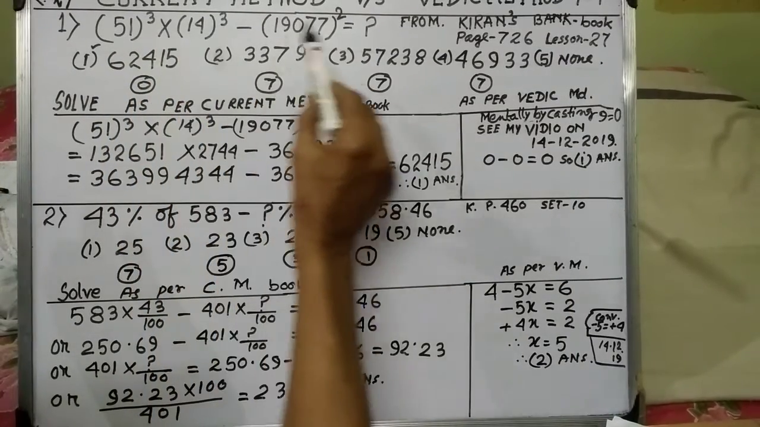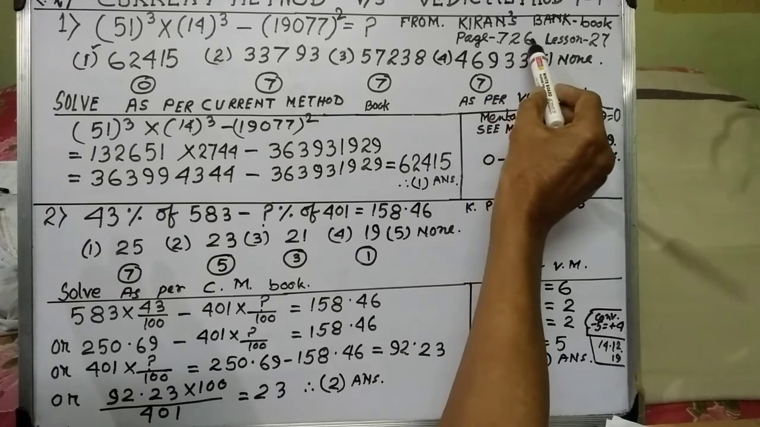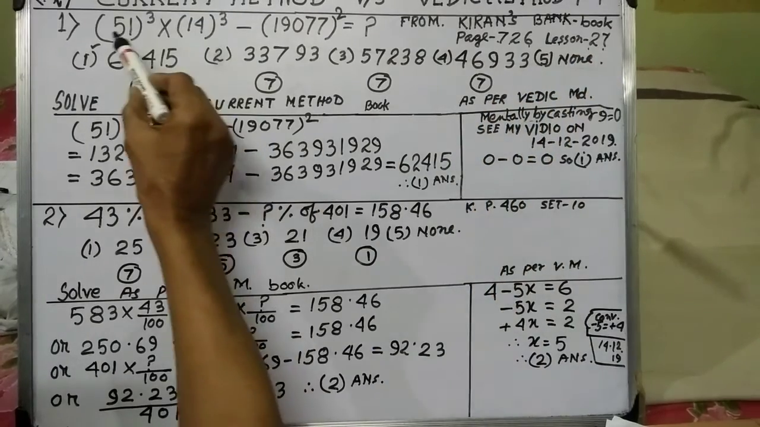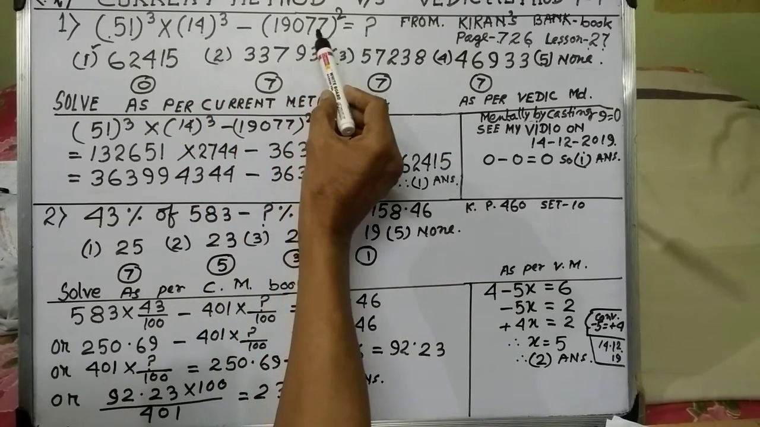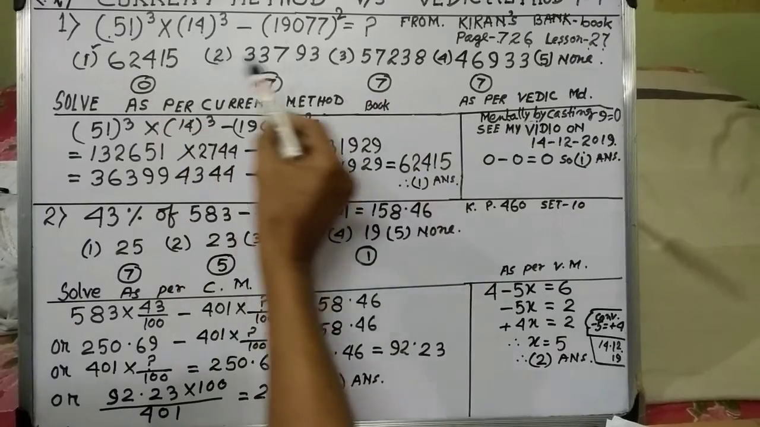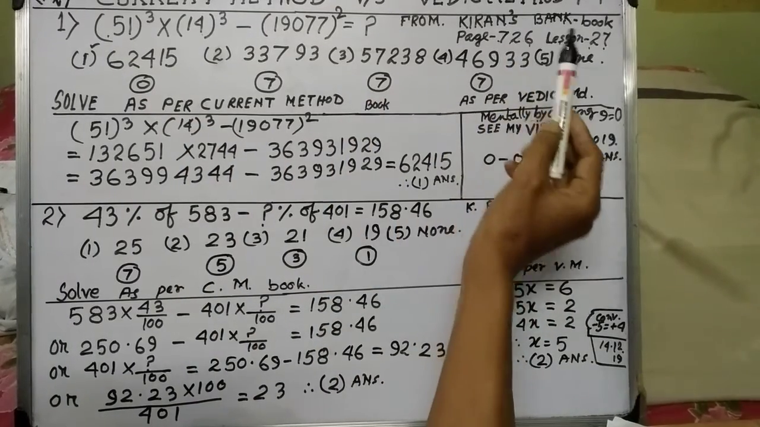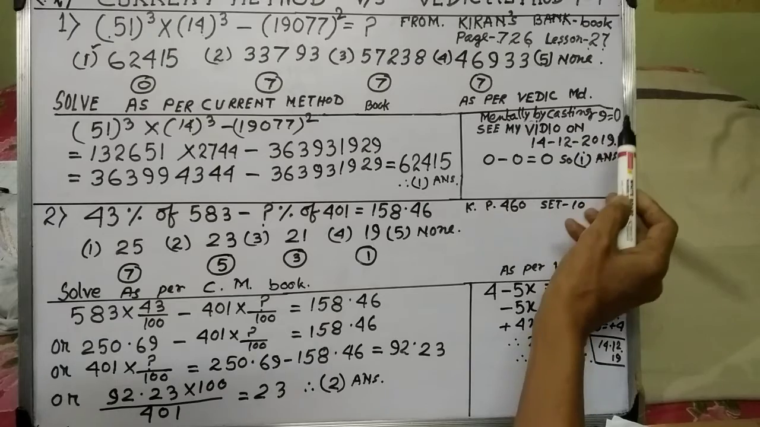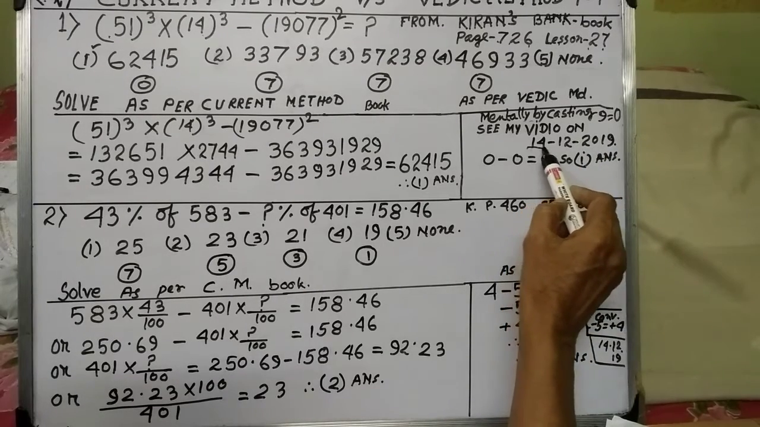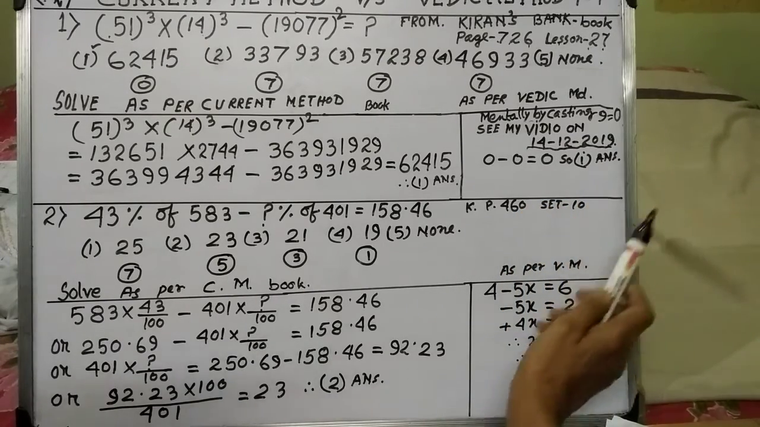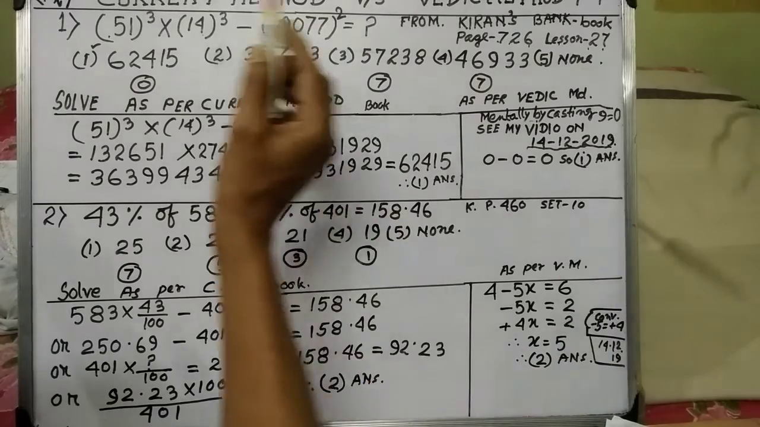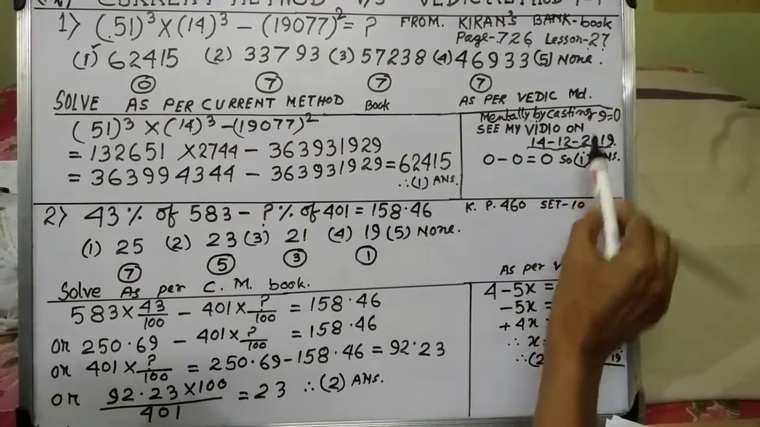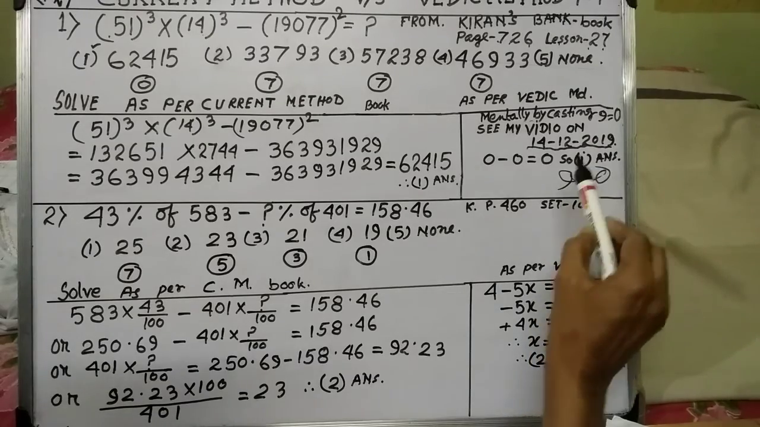51 cube into 14 cube minus 19077 square is equal to what? We have taken from Kiran book, page number 726, lesson 27. The options are given. We have taken the advantage of casting out of 9 method. Previously we have shown it in videos about casting out of 9 method, in Hindi and English also. Now what is casting out of 9 method? If it is 9, take it as 0.